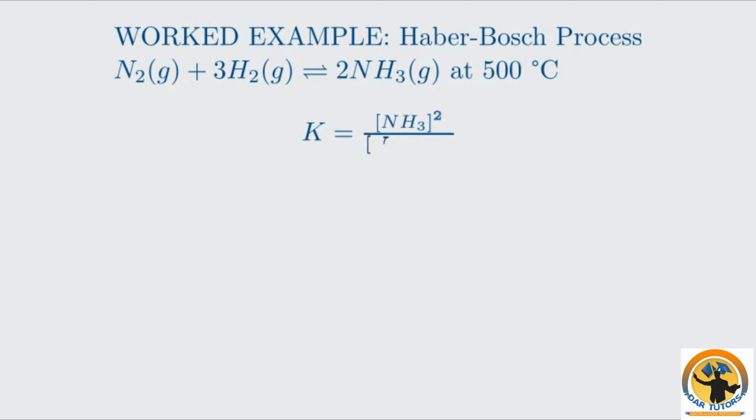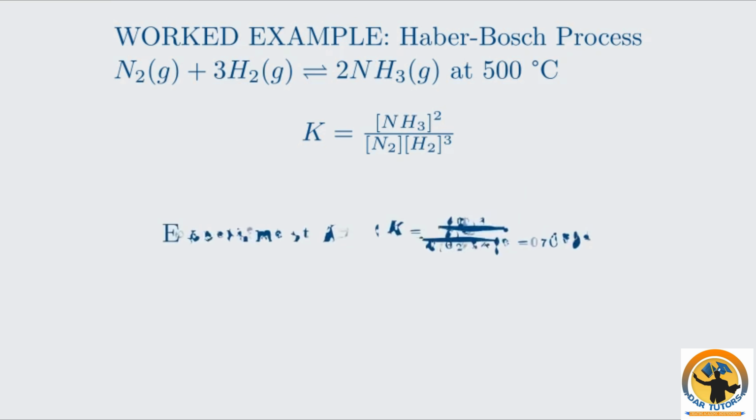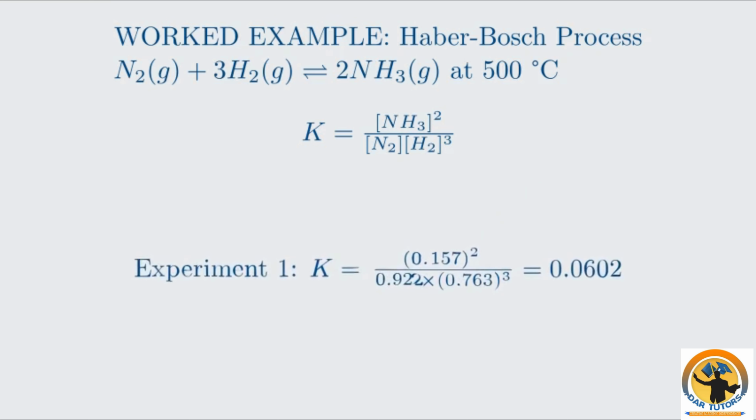The products are on top, reactants on the bottom, and the exponents are the stoichiometric coefficients. Now, we will substitute the equilibrium concentrations from each experiment into this expression. For experiment 1, we plug in the values for ammonia, nitrogen, and hydrogen, and calculate the result. This gives us a K value of 0.0602.